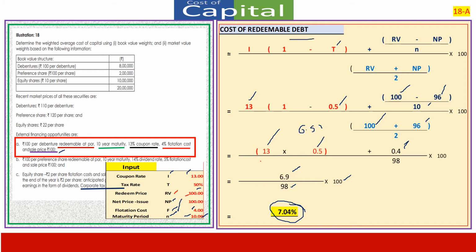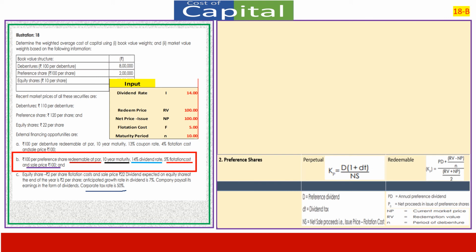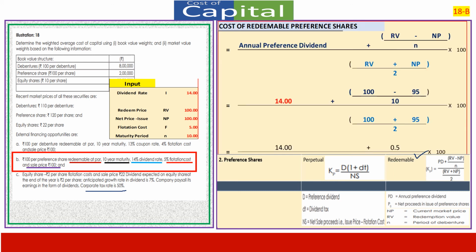The way we have worked out is simple and clear. Understanding the formula and substituting the values in the formula. Similarly, second one, we have got preference shares, and in the previous thing, corporate tax we had taken from here. It was hidden in the working exercise. Preference, what is given? Maturity is given, dividend is given, floating cost is given, sale price is given. Means it is redeemable. We have to use this formula. PD plus RV minus NP divided by N divided by RV plus NP divided by 2. Simple.